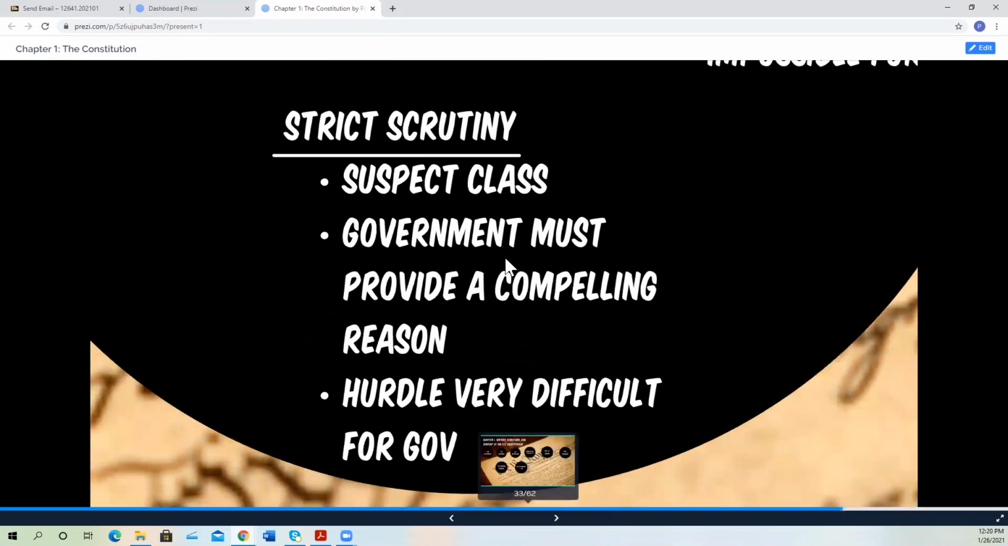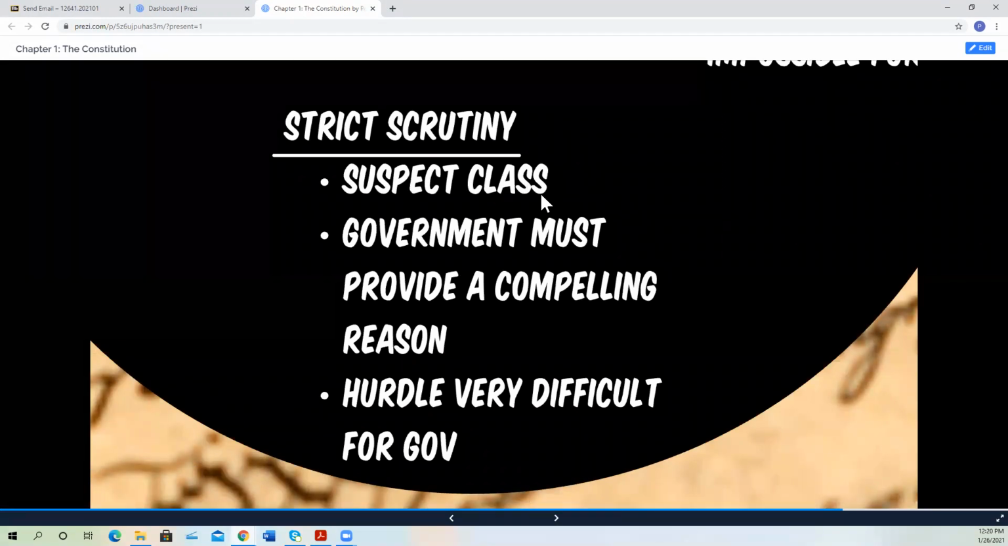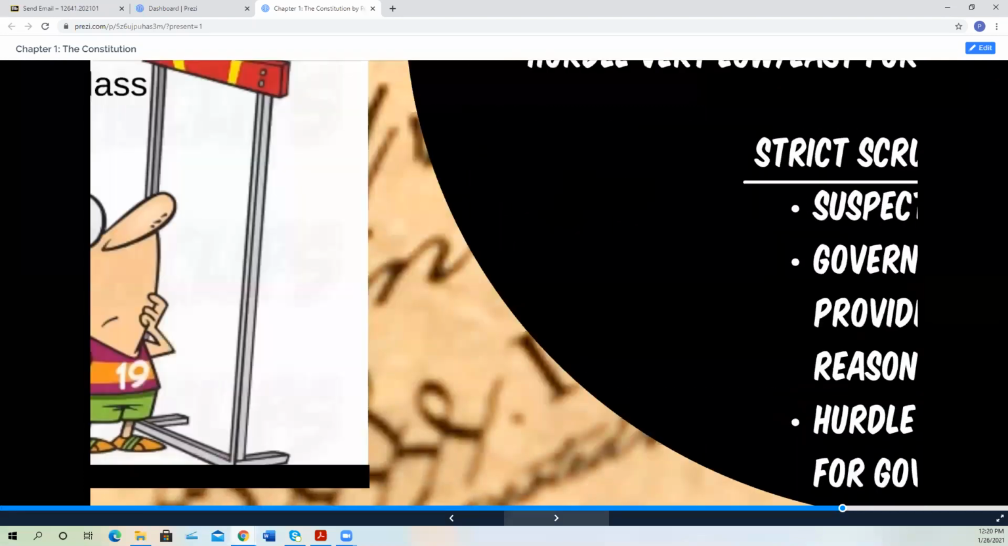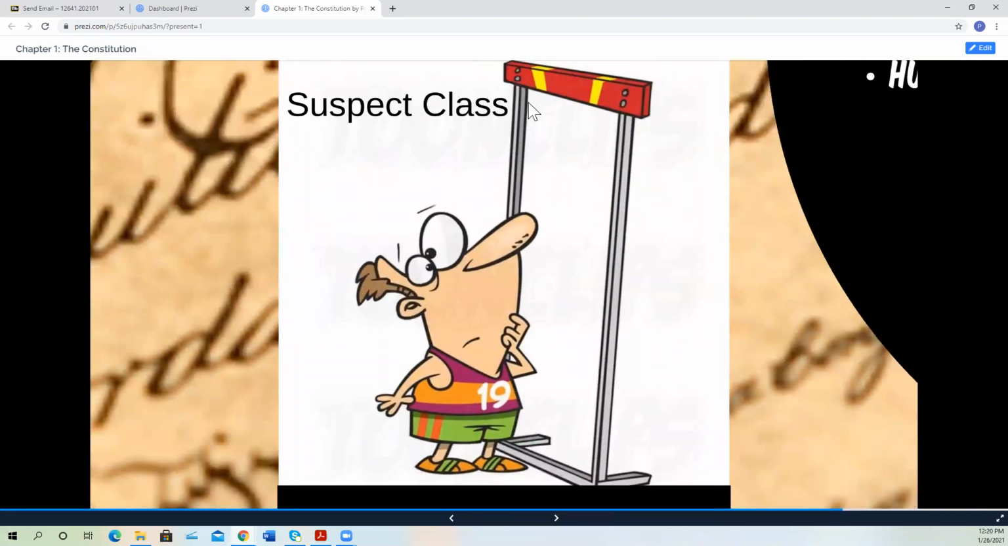And then finally, if it's a suspect class, race, religion, nationality, etc., then the government must provide a compelling reason. The hurdle is very difficult for the government, but not impossible. So if it's a suspect class, it's a very high hurdle for the government to overcome, but not impossible.